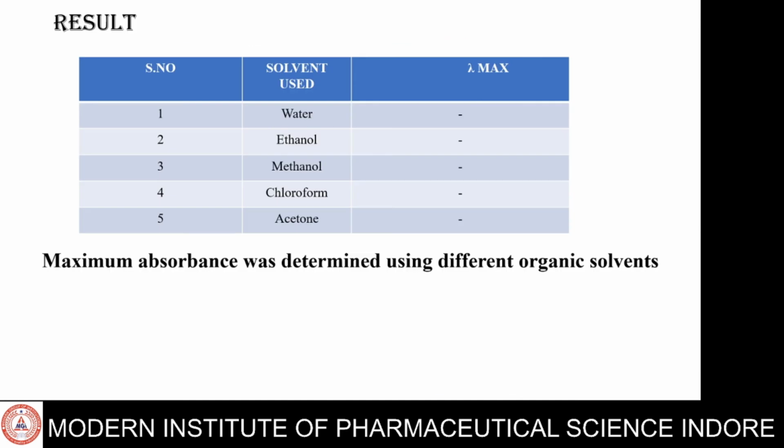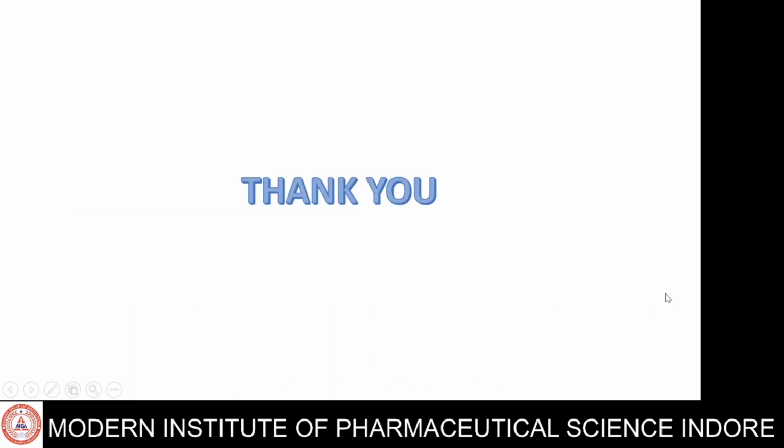Now, in the result, we have to note: first we have to make a table for serial number, solvent used and lambda max. There are many solvents which we are going to use for detection of lambda max of any sample: first water, ethanol, methanol, chloroform and acetone. Now, this is the blank table in which we have to report the lambda max of the compound with each type of solvent. Result: maximum absorbance was determined using different organic solvents.